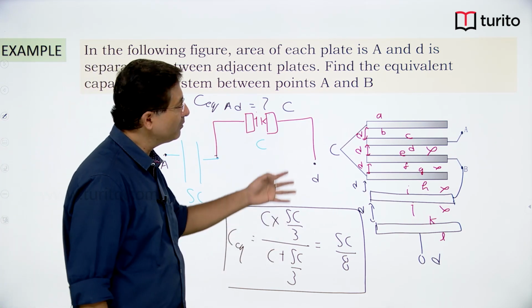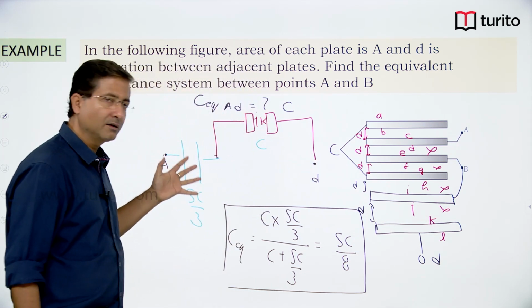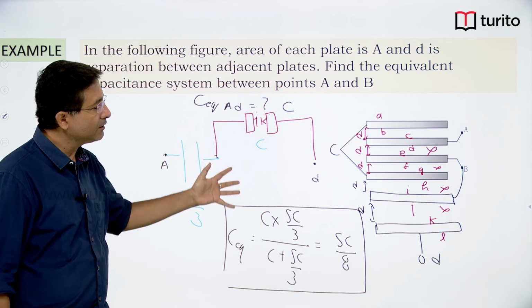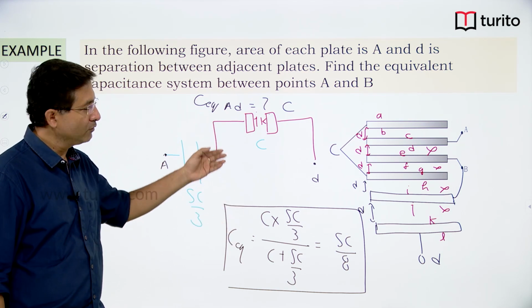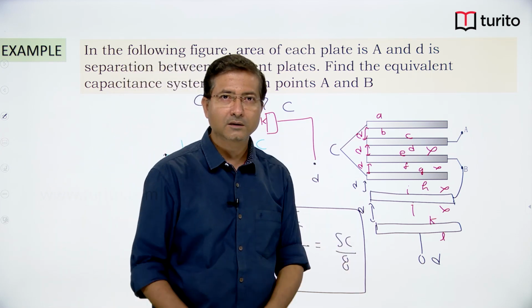So no matter how many wires are connected, how many plates are there, the procedure is that only. Once you simplify the circuit, it will get reduced to a form where you can easily solve it. I hope this is clear.